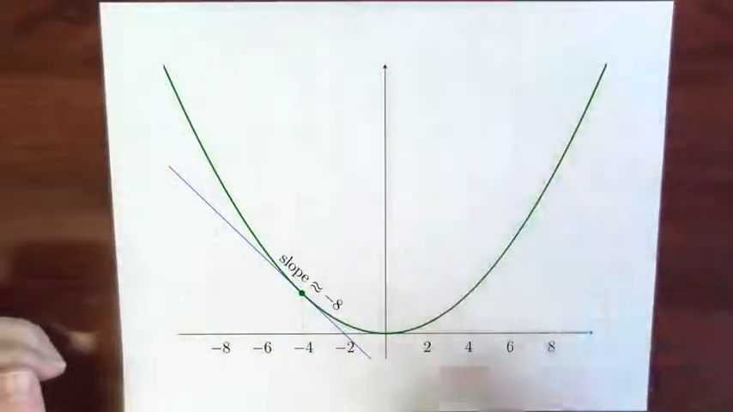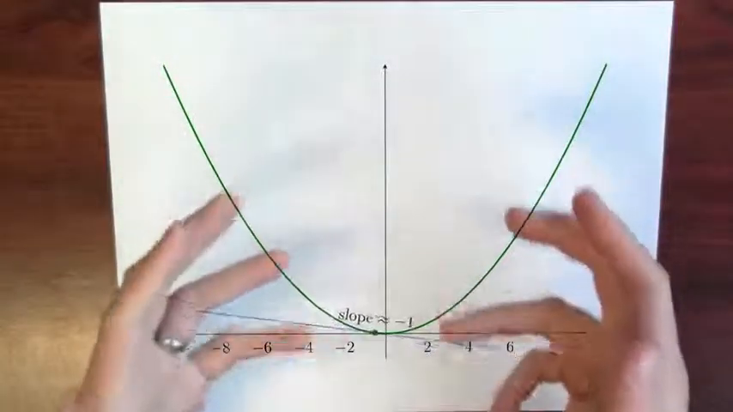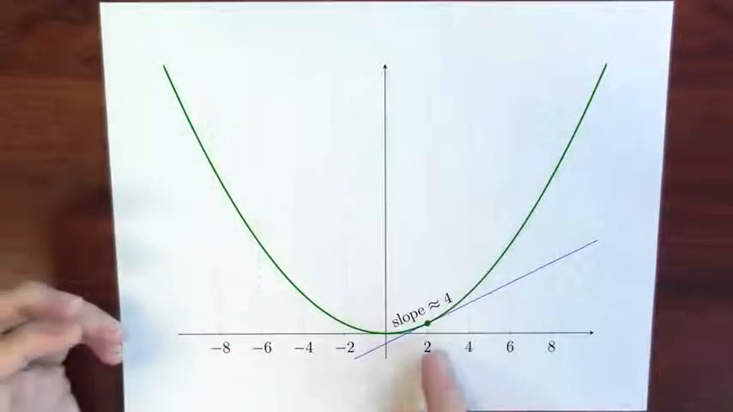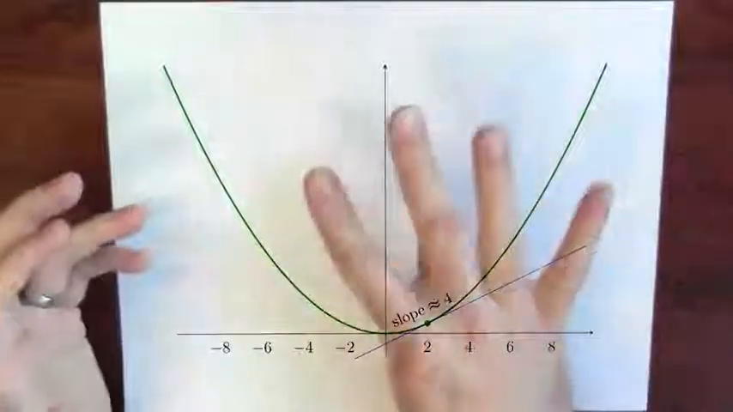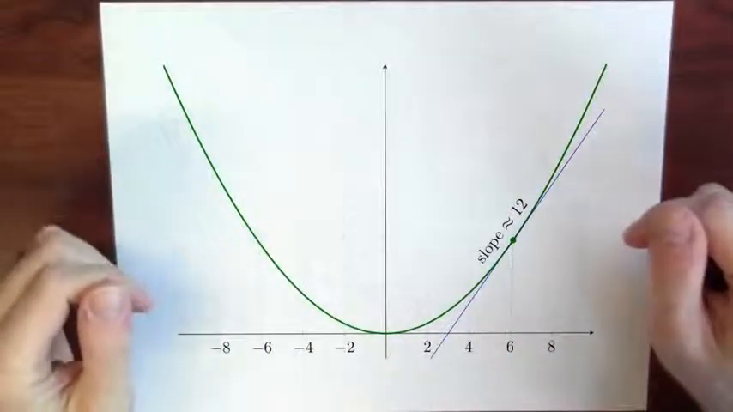What that limit is really calculating is the slope of a tangent line at the point x. And we can see that it's working. This is the graph of y equals x squared. At minus 4, the slope of the tangent line is minus 8. At 2, the slope of the tangent line is 4. And at 6, the slope of the tangent line is 12.